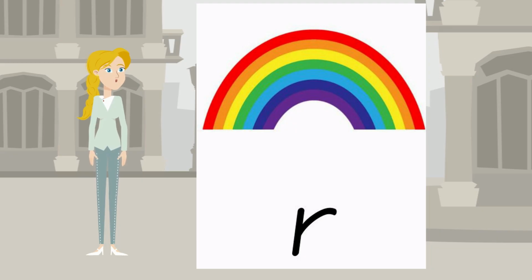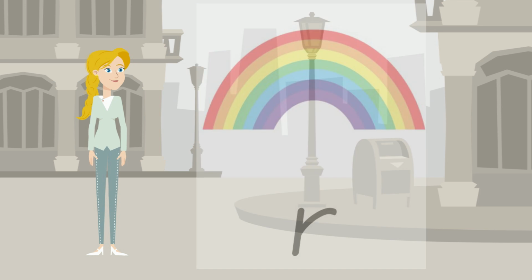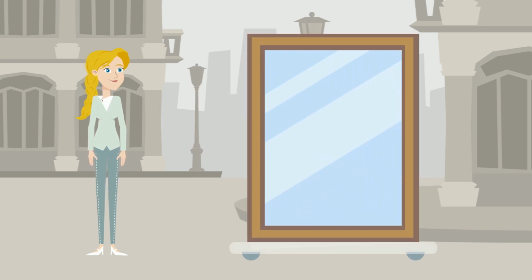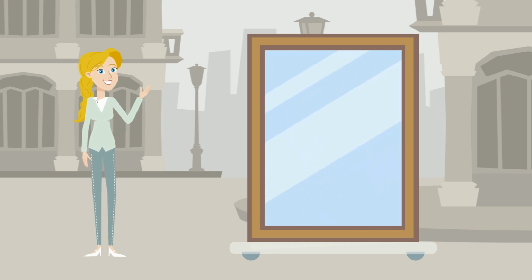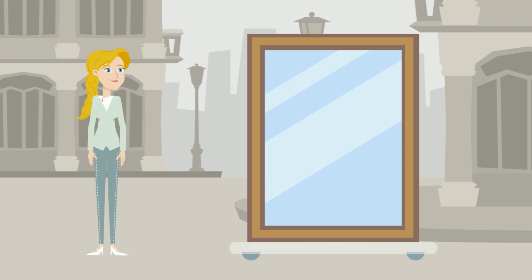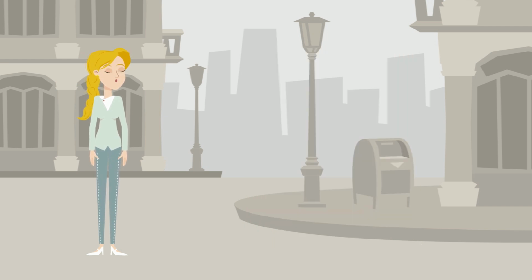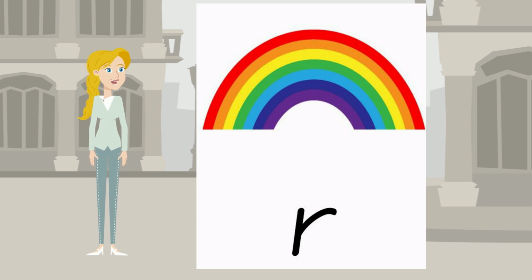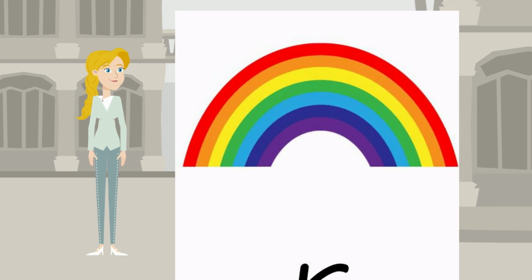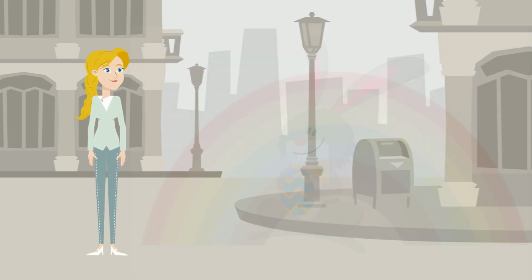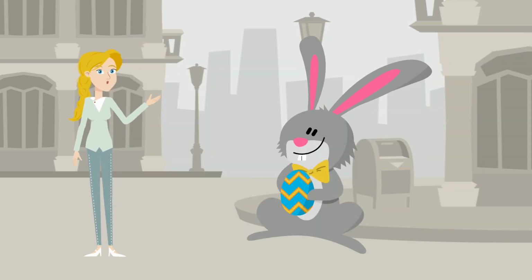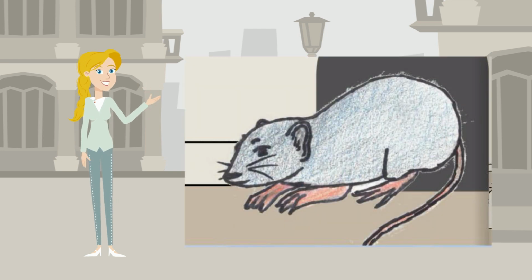It's time to pause this video and go and find a mirror to practice making the sound. Take your time and practice getting that tongue in the right position. How did you go? It is the first sound in words like rainbow and rabbit and rat.